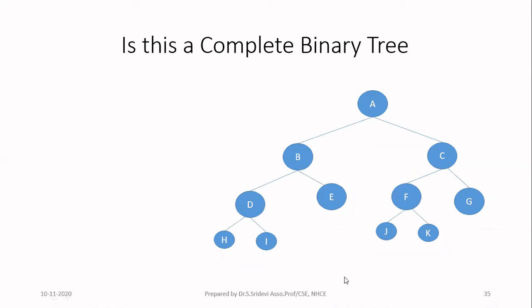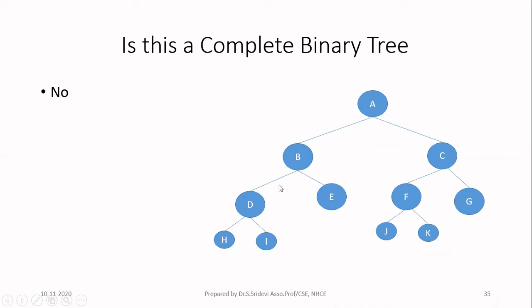That means you see here, H and I, they are in the left direction. That is fine. But you see J and K, they are connected to F. They are not in the left part. Left part means node E is not filled. Without filling node E, we are filling node F. So here we have some space in the left. So we will say that it is not a complete binary tree.